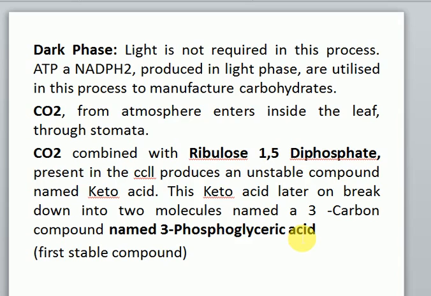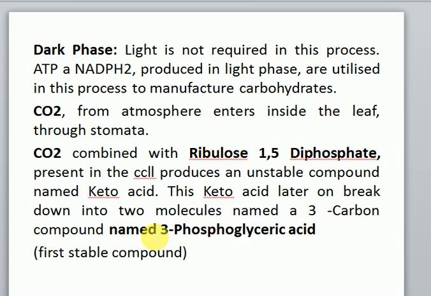3-phosphoglyceric acid. So you might be asked what is the first stable substance or compound formed during photosynthesis? The name of that is 3-phosphoglyceric acid. I've seen the question severally. Alright, so this is not stable, bear that in mind. Even if this is the first, that is from keto acid, it's not stable. It's the one that breaks into 3 carbons, so two molecules of 3 carbon compounds. So we have 2 of these.